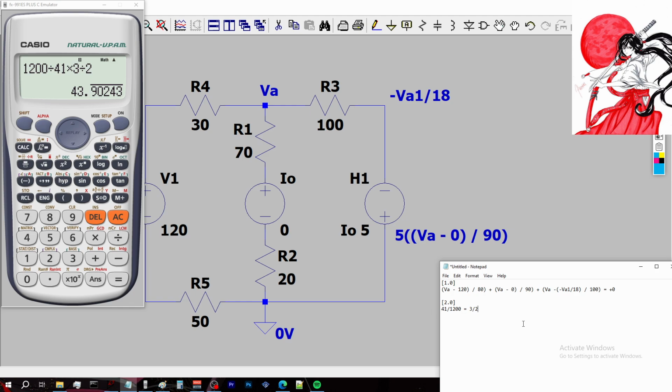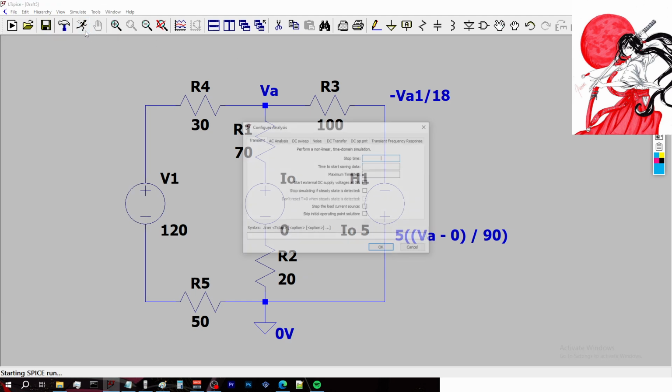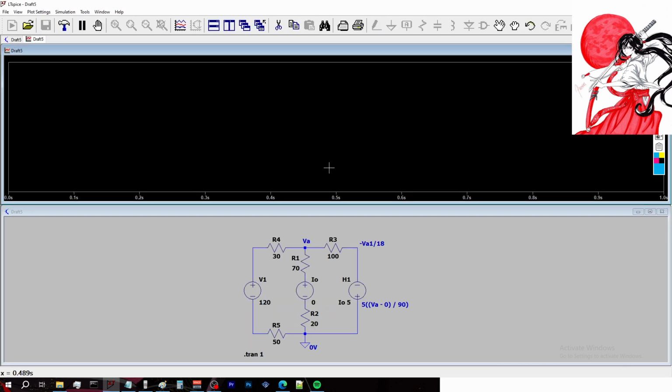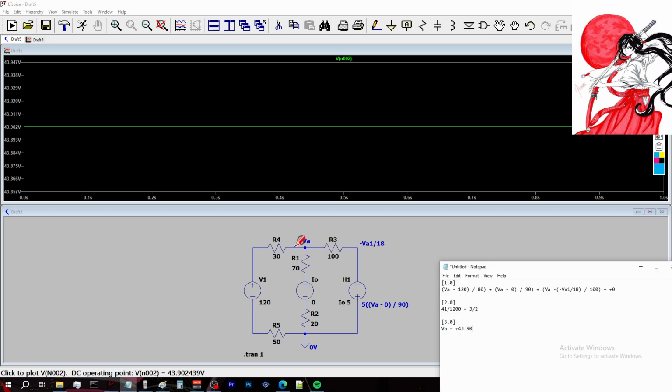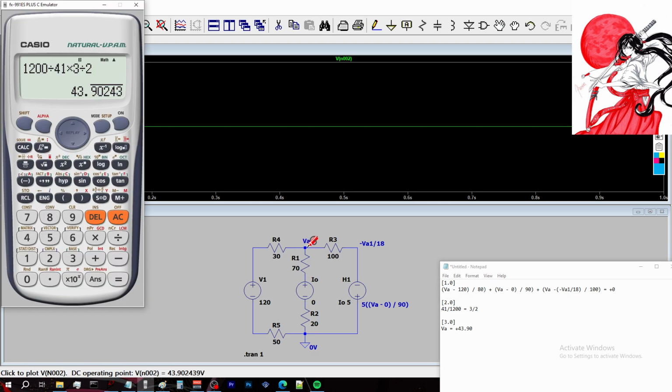Let's see if that's the right answer. We think VA is going to be equal to 43.9. So let's see if that's correct. Let's run our simulation. All right, and that is indeed correct. Pull it up. Yep. Pull up the calculator too. Yep, there you go.